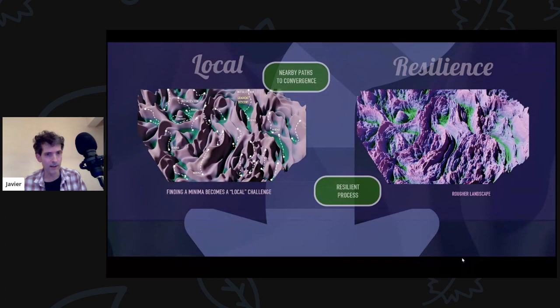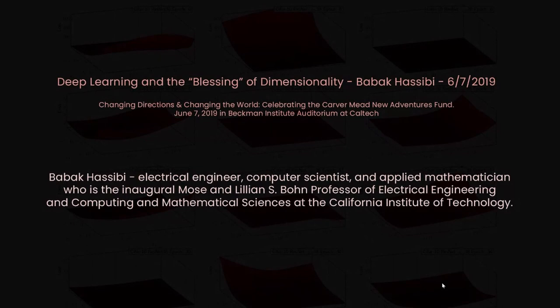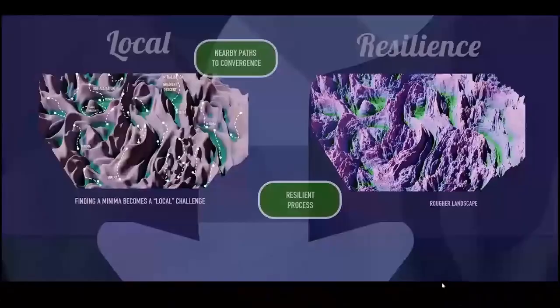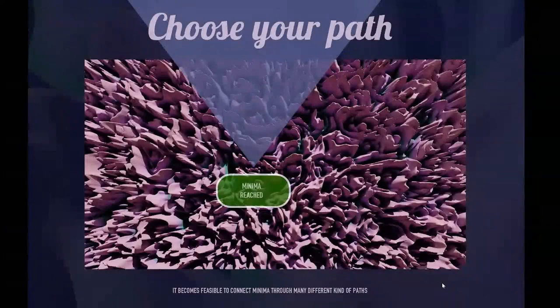And there is a wonderful talk by Babak Hassibi called Deep Learning and the Blessing of Dimensionality that I highly recommend, in which Babak gives a wonderful analogy. Speaking of networks that are well initialized and well designed, he says that finding a good minima becomes a local problem. Instead of looking for a needle in a haystack, it is as if we were exploring a haystack full of needles. And finding a minima becomes a local problem. You always have one of them nearby.